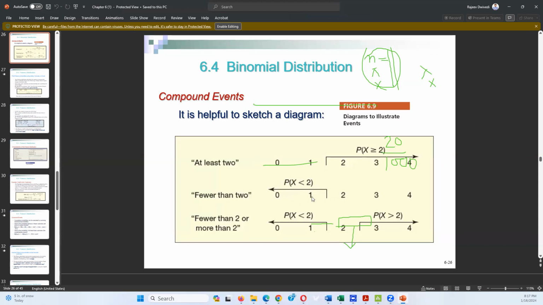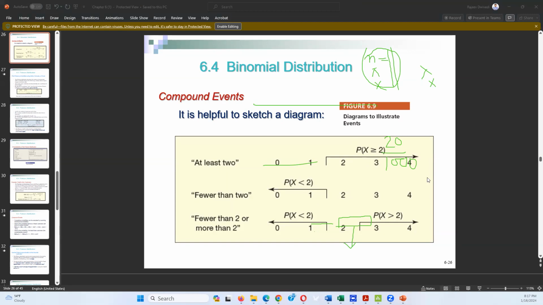Please remember, this slide is most important for the exam too, because you will get confused in this situation. So always take a printout and put it in front of you before solving any question. This slide, okay?